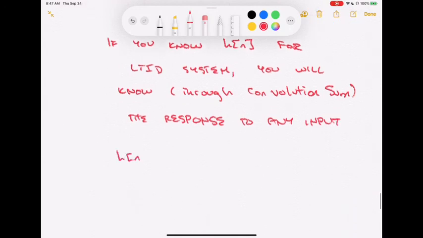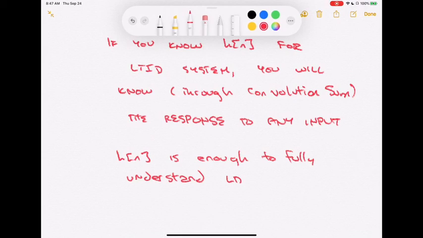H of n is enough to fully understand the linear time invariant discrete system zero state response, its output in response to an input. If you know h of n, you can get the output just by knowing the input that's going in and using that single measurement of the system. Beautiful result. Next lecture, we're going to focus on solving this convolution sum.